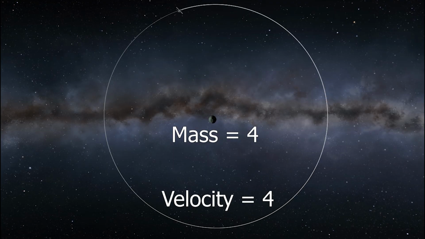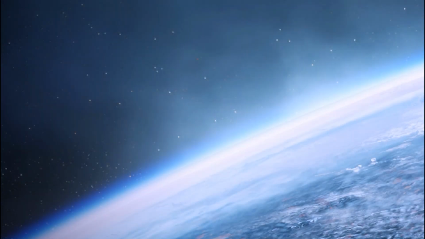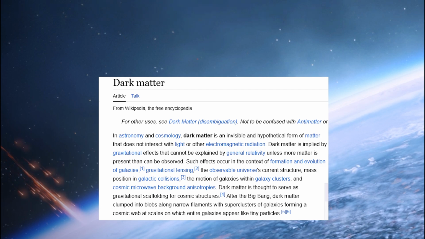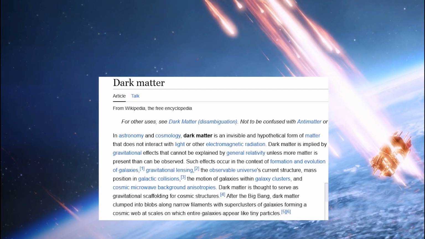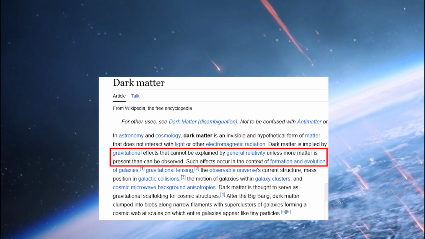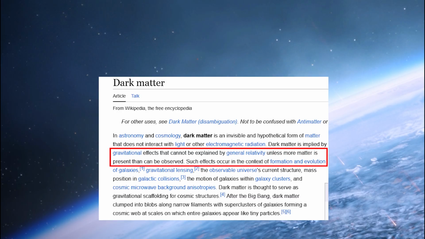The same goes for our galaxy. The more stuff is in the galaxy in total, the faster stuff will spin around the galactic center. But there's a problem. Scientists have been able to measure the mass of both all the stars in our galaxy and the orbital speeds of those stars, and they don't match. The stars are orbiting much, much faster than they should be.